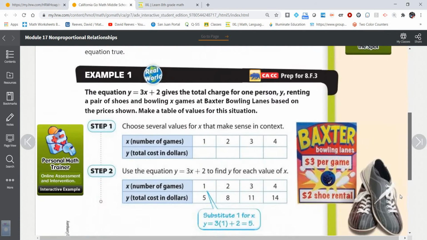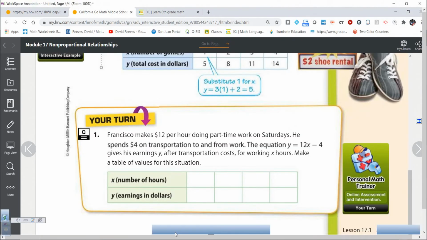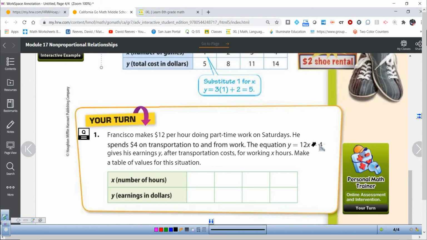Going back here, at the bottom they have: Francisco makes $12 per hour doing part-time work on Saturdays. He spends $4 on transportation, and here's our equation. So we immediately know this is a non-proportional relationship. If that minus 4 weren't there, then it would be proportional and k would be equal to 12. But that minus 4 part is what makes it non-proportional. They didn't give us a number of hours, so let's put in 0, 1, 2, and 3, and find his earnings.